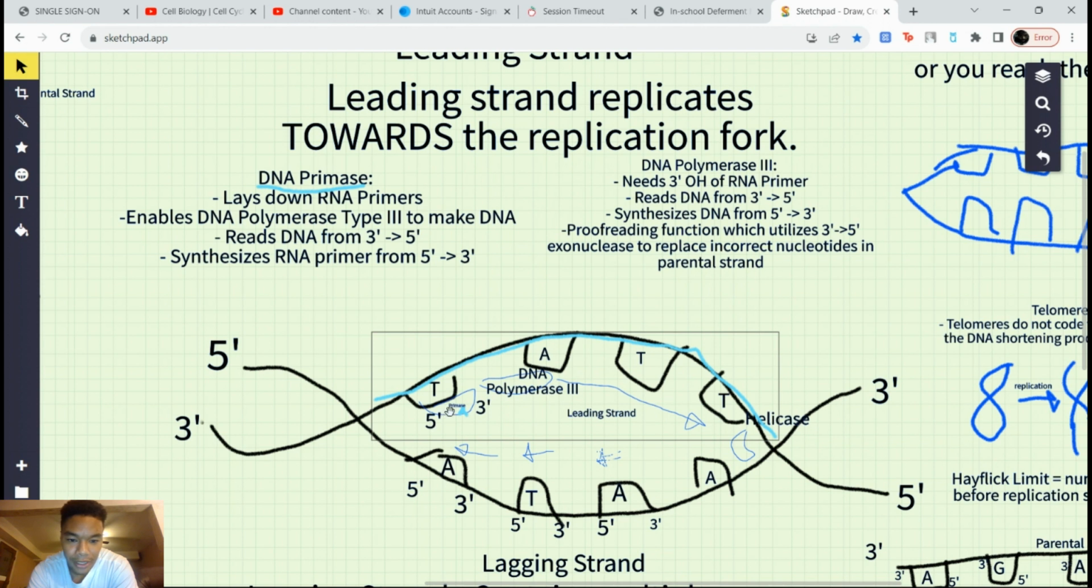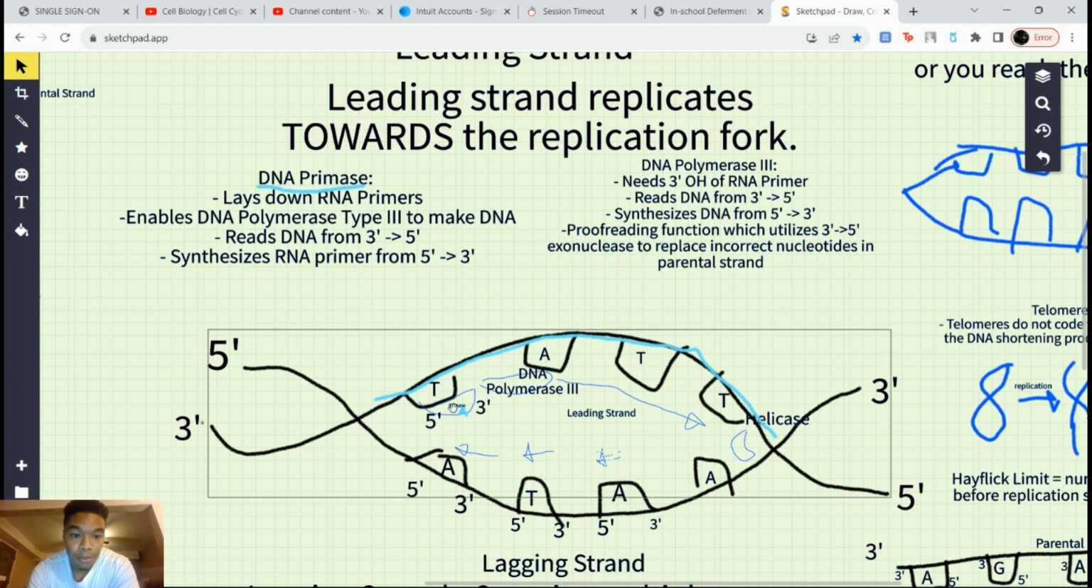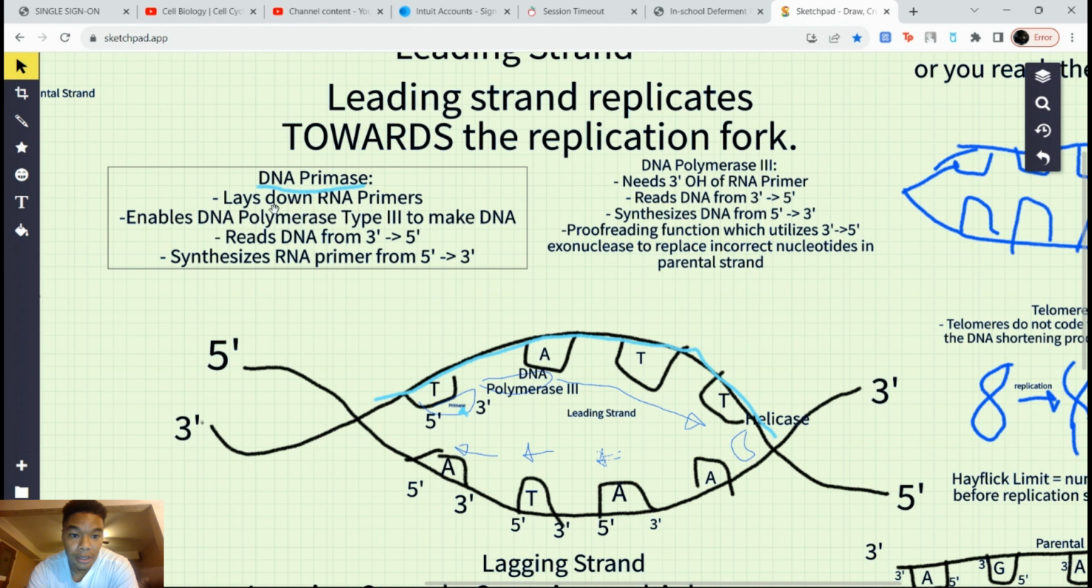The primase is going to start by synthesizing the first nucleotide here. It's important to know that primase lays down RNA primers, so they're RNA, first of all. Second, they enable DNA polymerase type 3 to synthesize the DNA in the 5 to 3 method. And primase reads the DNA from the 3' to the 5' and synthesizes the RNA primer from the 5' to the 3' end on the leading strand.